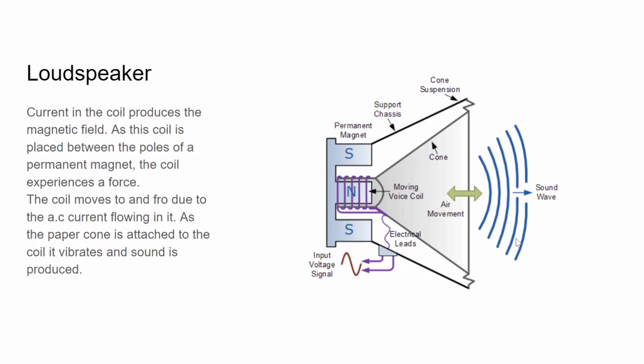In a loudspeaker, when we turn the current on, it produces a magnetic field. As this coil is placed between the poles of a permanent magnet, the coil will experience a force. Since the cone is attached to the coil, it will also vibrate to and fro. This will produce sound waves.